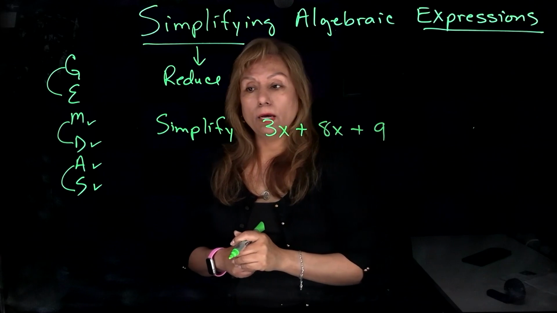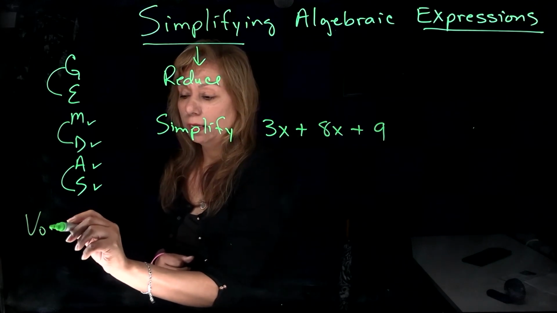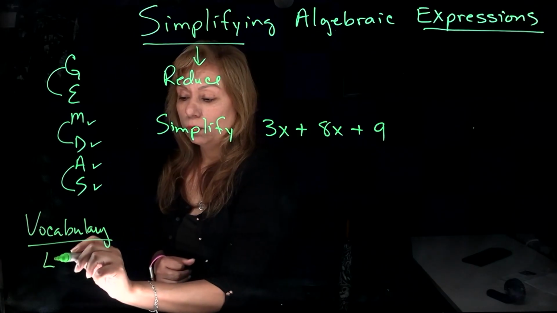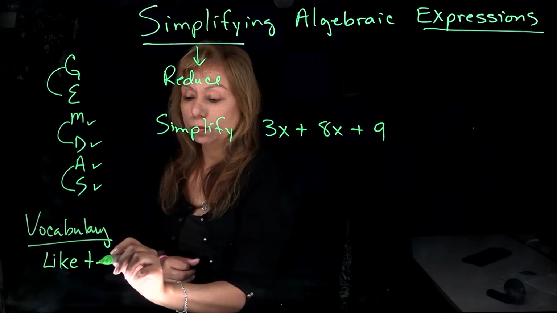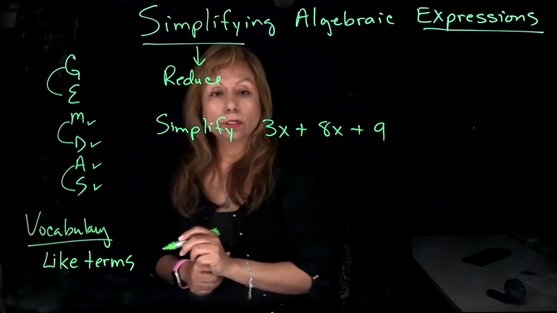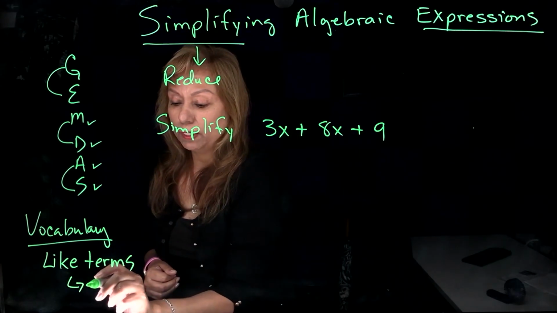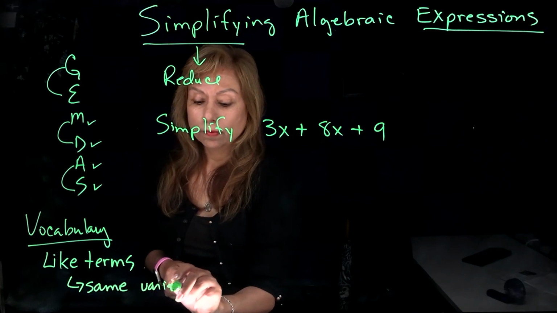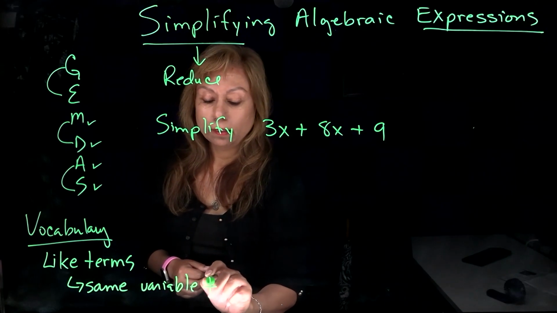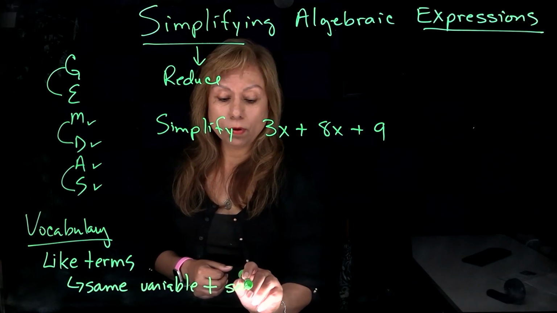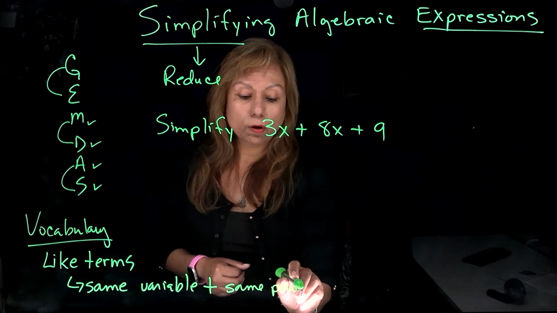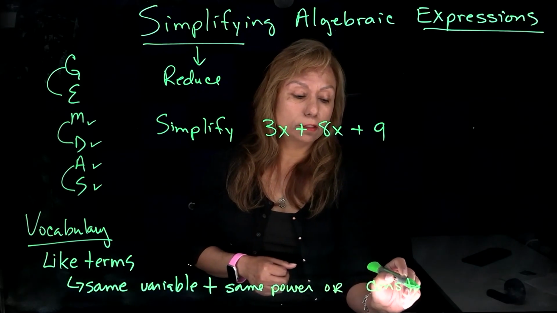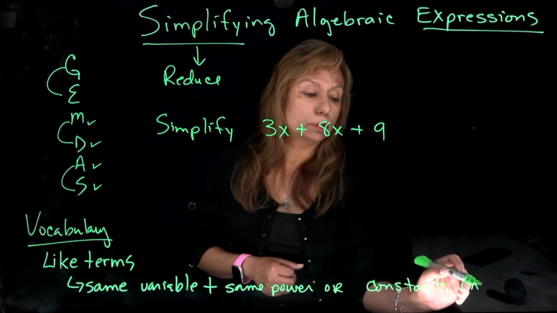So in case we forgot, we have some vocabulary that maybe we might want to add in our notebooks. If we remember the term like terms means they have, the definition would be, the same variable and, or I'll put plus, the same power, or just constants. And constants is a fancy way of saying just numbers, okay?